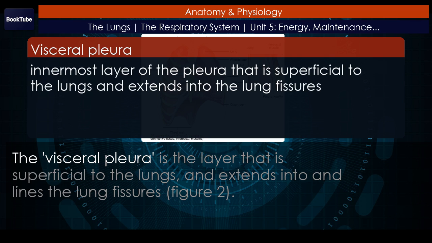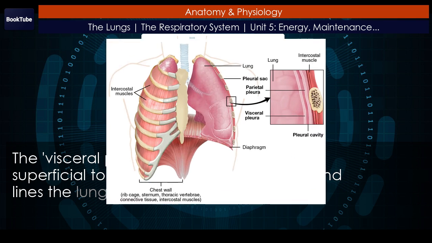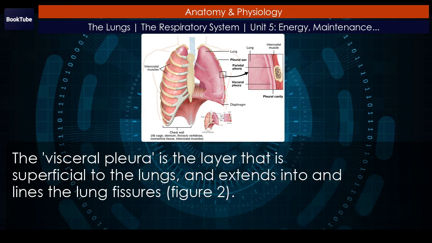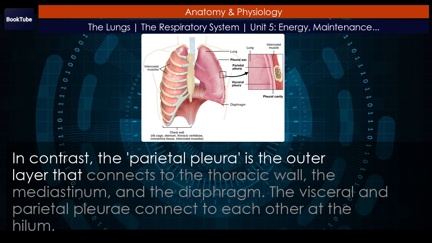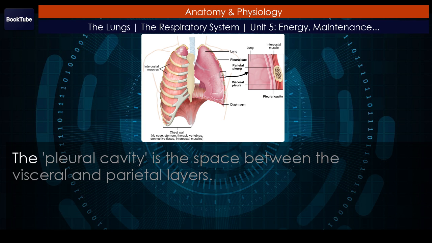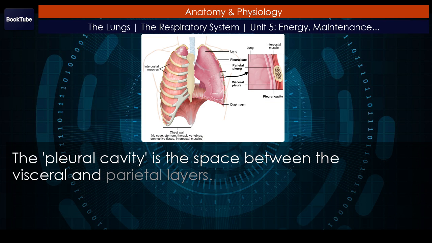The visceral pleura is the layer that is superficial to the lungs and extends into and lines the lung fissures. In contrast, the parietal pleura is the outer layer that connects to the thoracic wall, the mediastinum, and the diaphragm. The visceral and parietal pleurae connect to each other at the hilum. The pleural cavity is the space between the visceral and parietal layers.